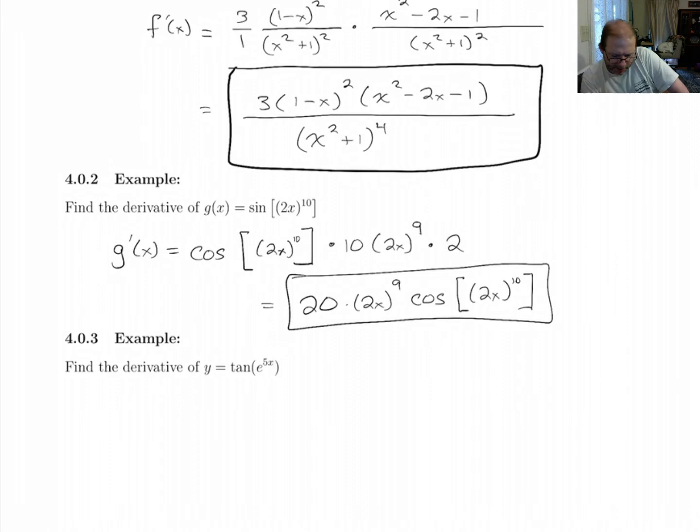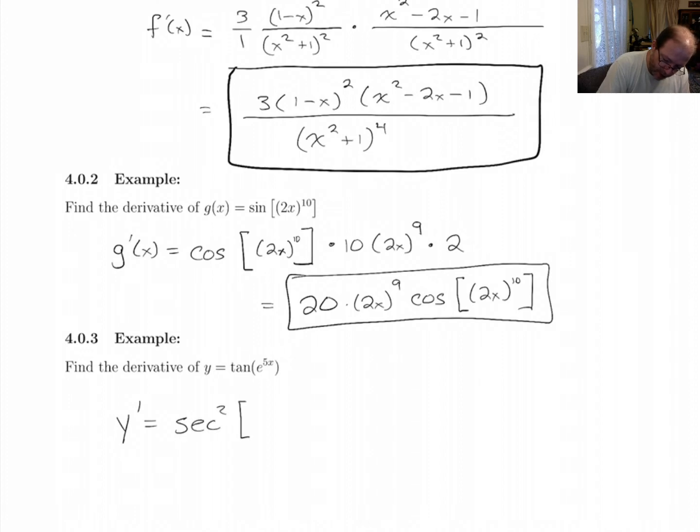All right, this next one's another one where we got 3 functions nested together. We got tan of e to the 5x. So we'll start from the outside. Derivative of tangent is secant squared of e to the 5x times the derivative of e to the 5x is e to the 5x.